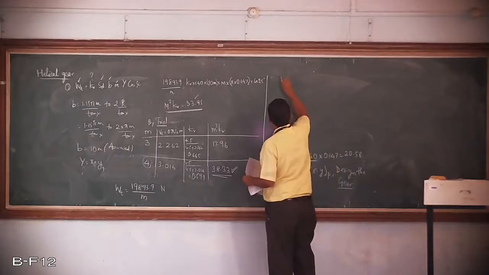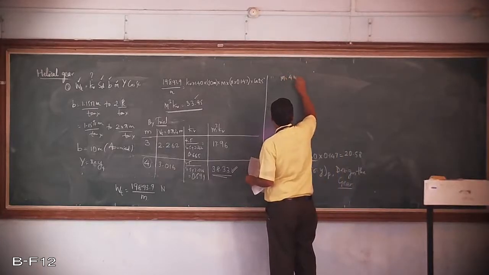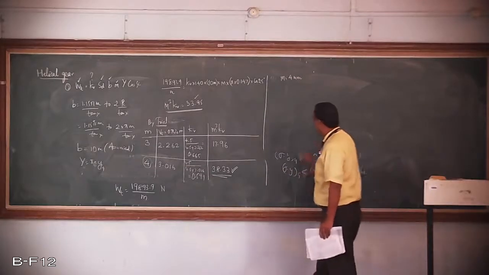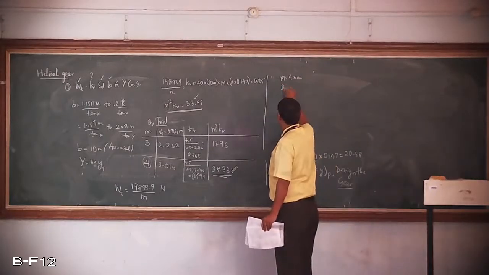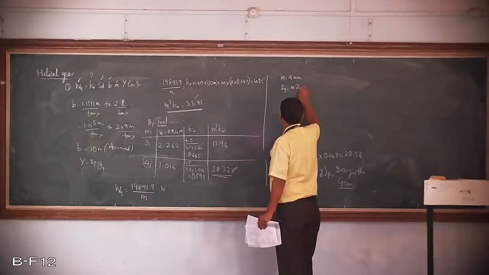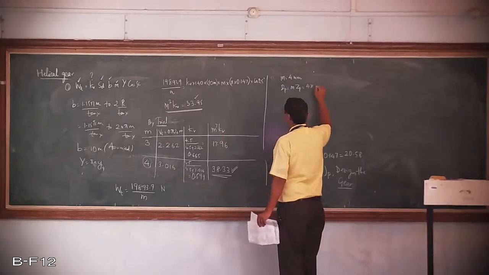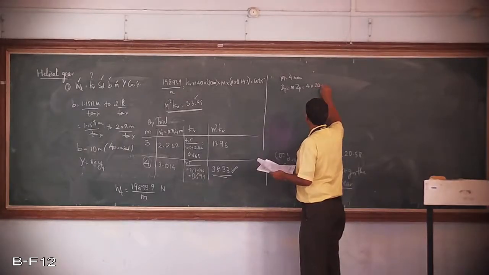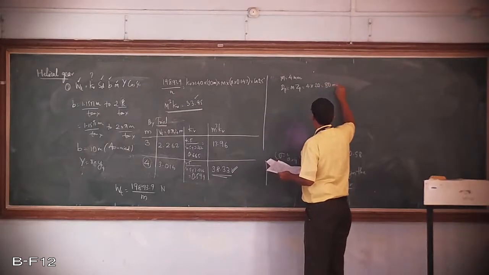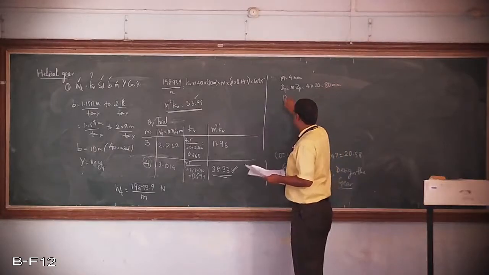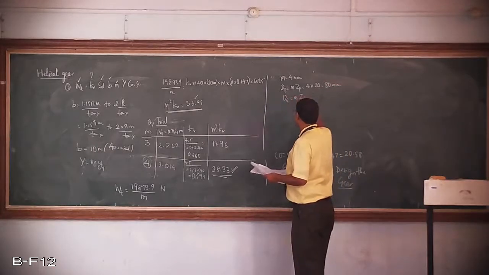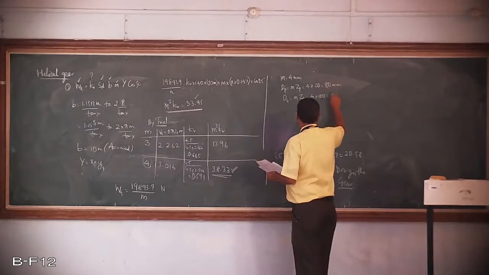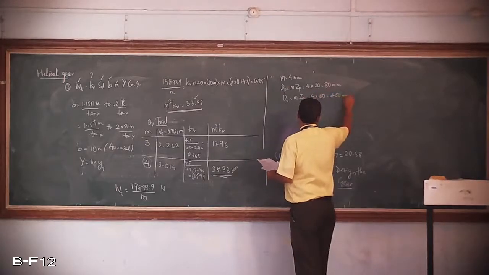Module m is equal to 4 millimeters. Similarly, the diameter of the pinion is m into zp. M is 4, and zp is given as 20, therefore this is 80 millimeters, the diameter of the pinion. Diameter of the gear is m into zg, that is 4 into 100, therefore 400 millimeters is the diameter of the gear.